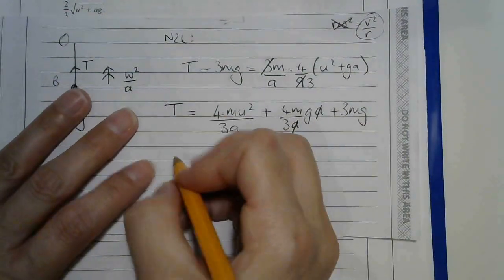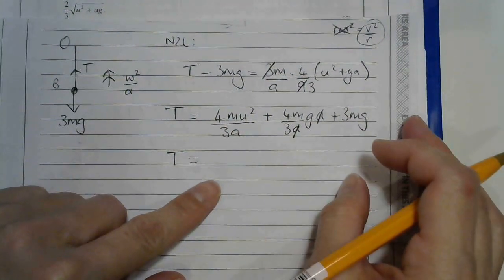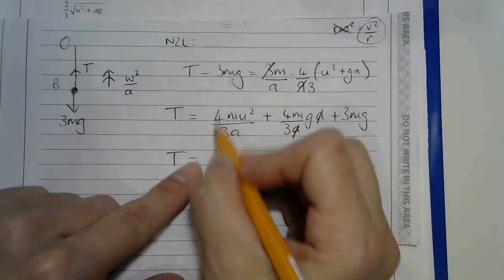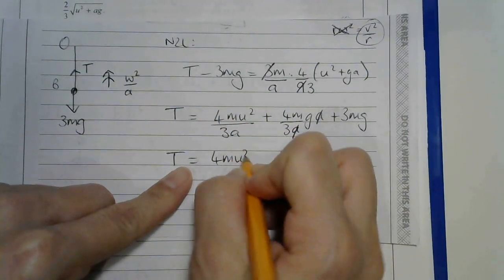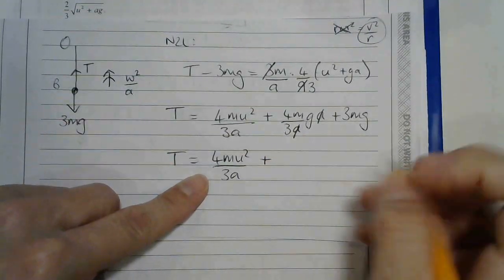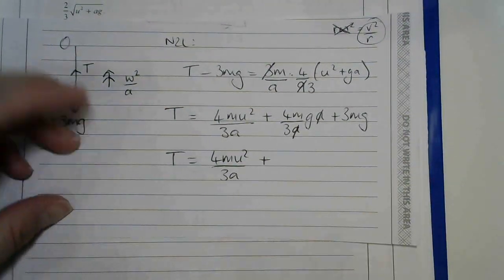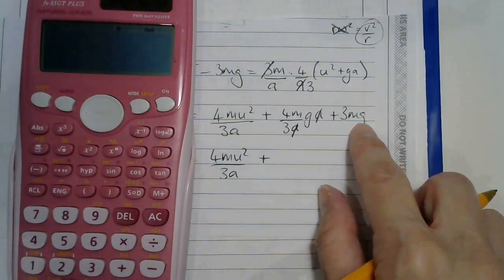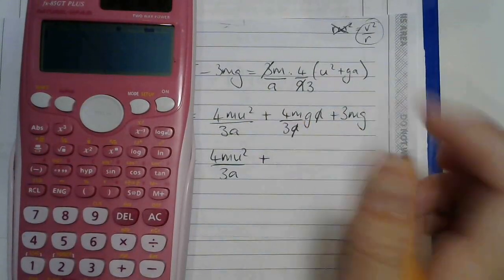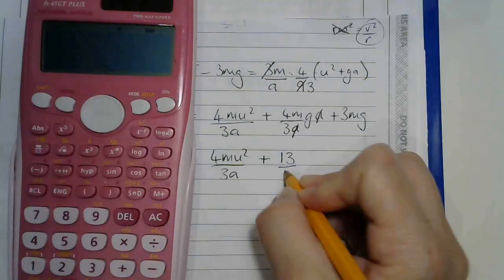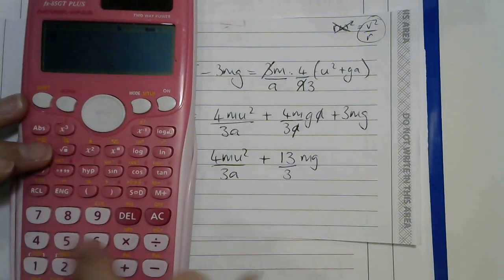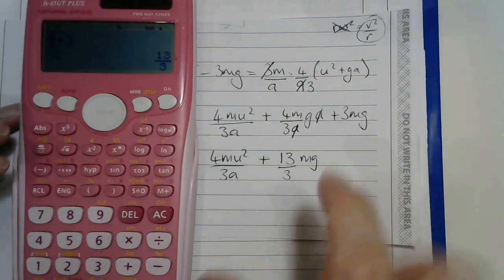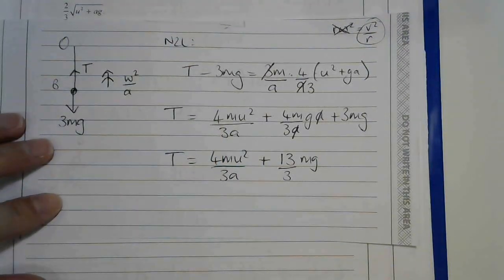And so just tidying this up a little bit, okay, let's leave it like this. So I've got 4mu squared over 3a plus a load of mg's. So I've got 3mg plus 4/3 mg, and 3 is 9/3, so I've got 9/3 plus 4/3, which will make 13/3 mg. And remember, if you're under stress in an exam, it's always a good idea to just double check this on your calculator. And okay, that's given me 13/3 mg.